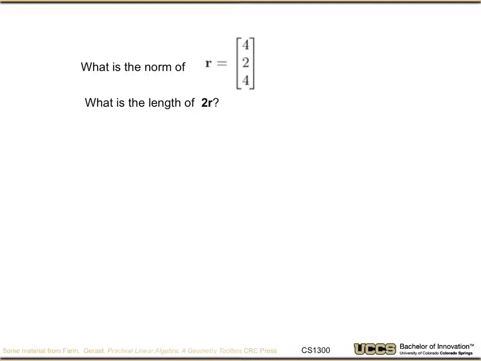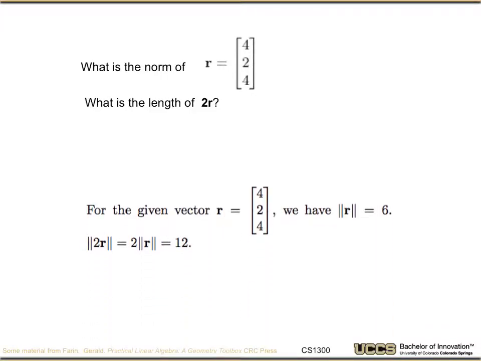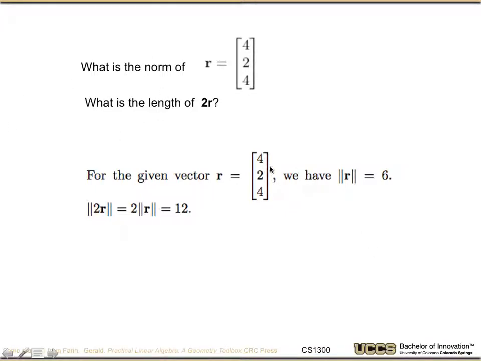Hopefully you remembered that a norm is just the length of the vector, the sum of the squares of the items in the vector, square rooted. So for the vector r, we have 4 times 4 plus 2 times 2 plus 4 times 4 is 36. The square root of that is 6, so the norm of r is equal to 6. You could do 2r by multiplying it by 2 and working through that, or just remember that the norm is a linear operator, so I take 2 times r, take its norm, and I just get 2 times the norm of r, which is 2 times 6, or 12.